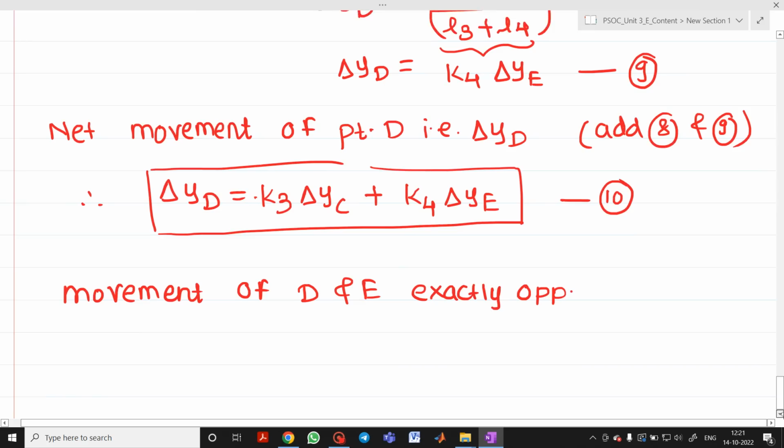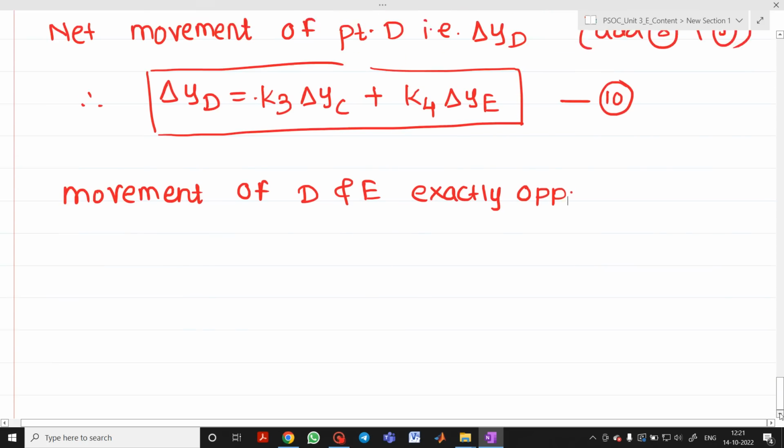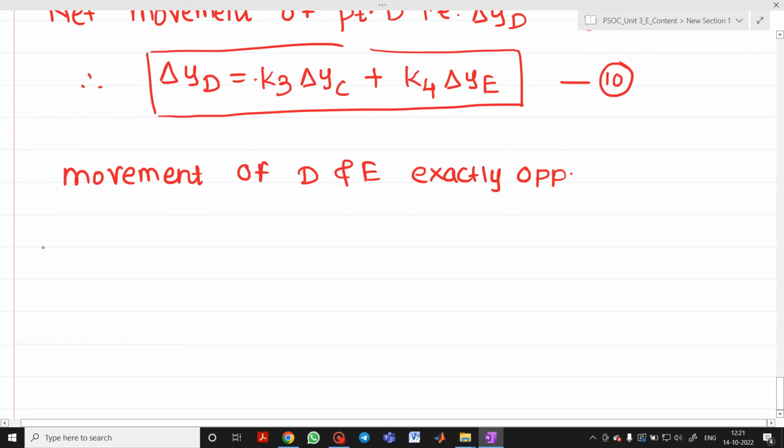By how much amount D will move in the downward direction, by that much amount E will move in the upward direction. So I will write it here: when D moves in the downward direction, E will move in the upward direction. And vice versa, whenever D moves in the upward direction, E will move in the downward direction. So I can say the change in the position of point D and the change in the position of point E will be the same, but negative. Why negative? Because when D moves in the downward direction, E will move in the upward direction with the same distance.